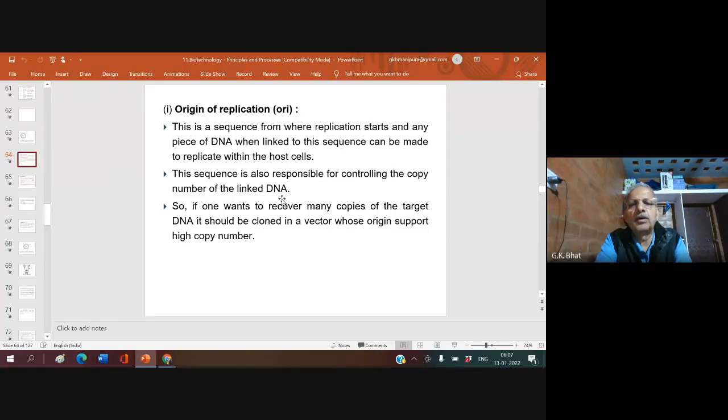This sequence is also responsible for controlling the copy number of the linked DNA. How many copies of that linked DNA should be produced? How many copies are required? That also is concerned with the origin of replication. So if one wants to recover many copies of the target DNA, it should be cloned in a vector whose origin supports high copy number.